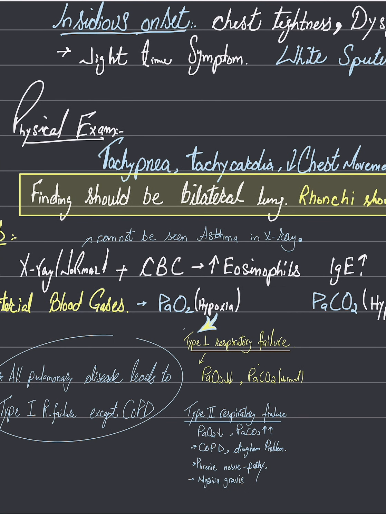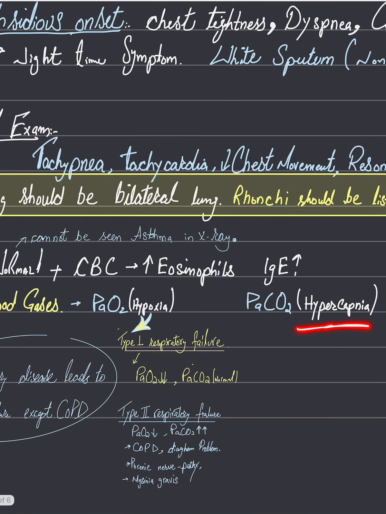So in type 1 respiratory failure, oxygen is going to be decreased, but carbon dioxide is going to be normal. All pulmonary diseases lead to type 1 respiratory failure except COPD, because COPD is an obstructive disease, so you're going to see hypercapnia.